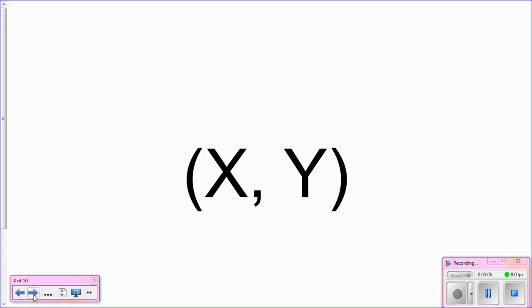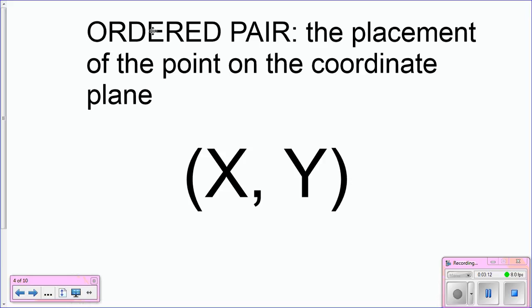Next thing we need to label and define is this thing. Okay? It's called an ordered pair. It's the placement of a point on a coordinate plane. It's kind of like the latitude and longitude of math, where it gives us an exact location of where something is. So, actually, latitude and longitude is pretty much an ordered pair.